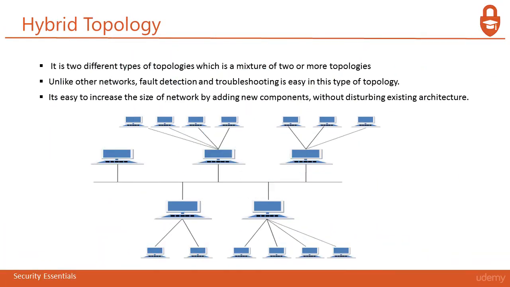Hybrid topology is just a mixture of 2 or more topologies. A network in which we are using a bus and a star topology is a hybrid topology. Unlike other network fault detection and troubleshooting, it is easier in this type of topology because there are different parts to communicate, so we can easily find where the fault line is. It's easy to increase the size of networks by adding new components without disturbing existing architectures. For example, if we want to join a star network to a bus network, we are building a hybrid system.